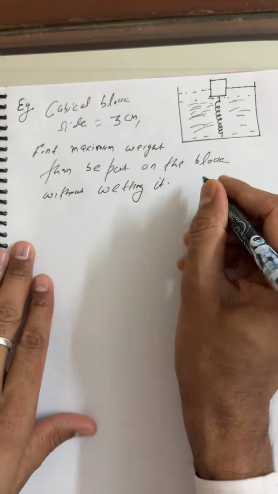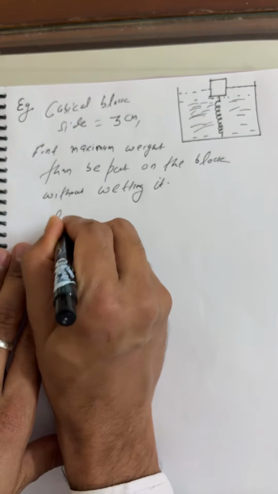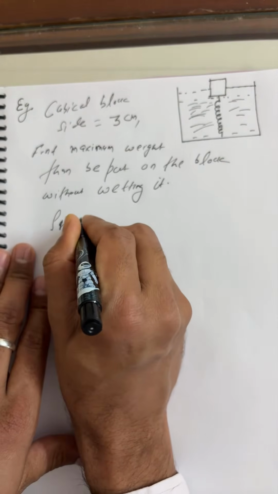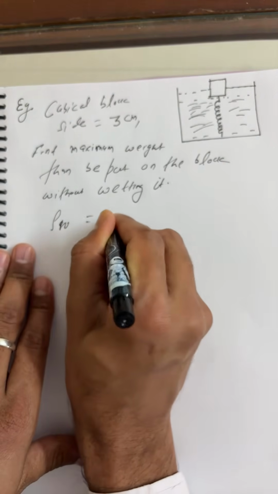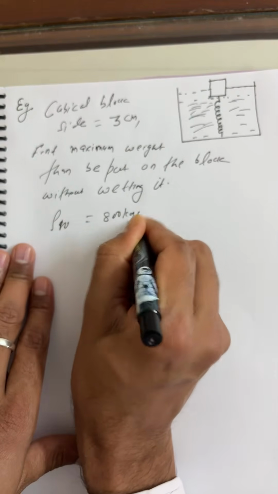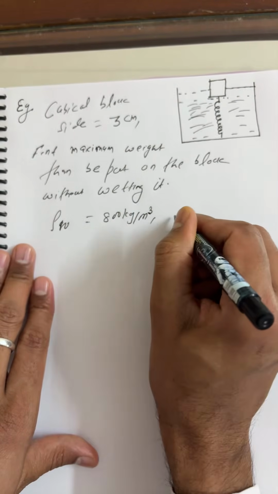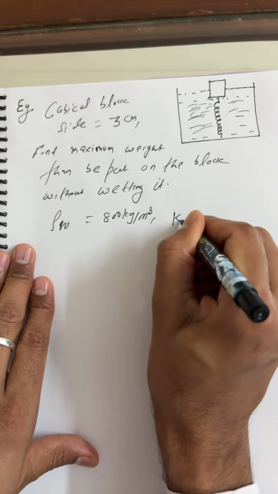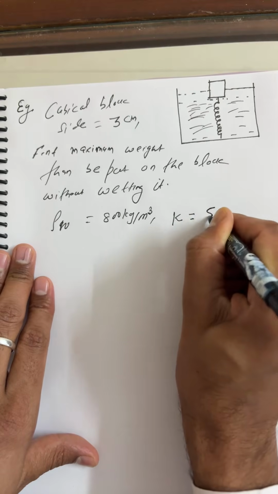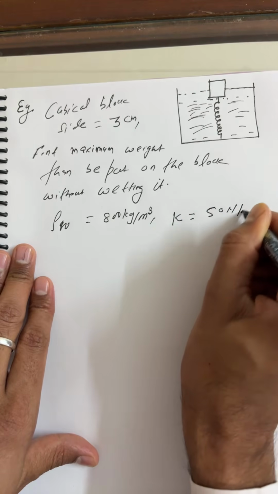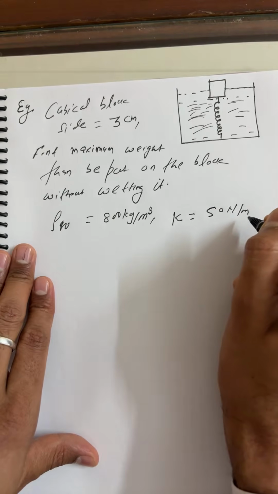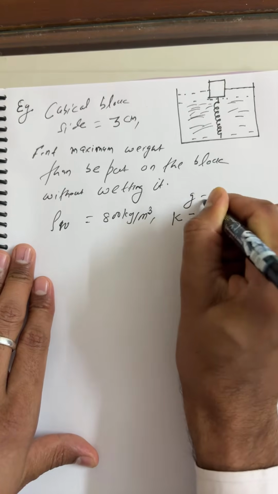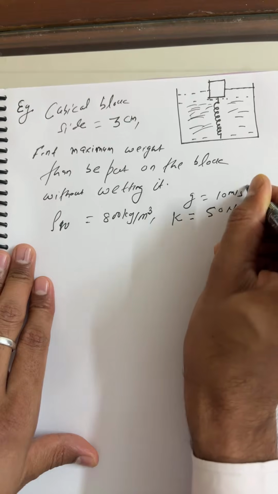Okay, the density of wood you can take as 800 kilogram per meter cube. Spring constant K is 50 Newton per meter. And g is 10 meter per second square.